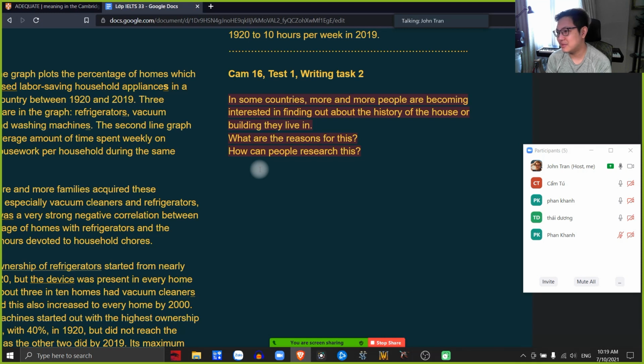Or you might be able to find skeletons of dead people. Who knows? You might never know. You might even find out that your house is haunted.